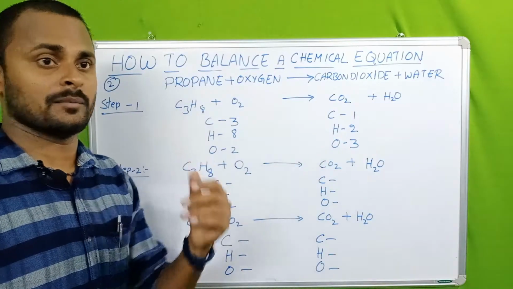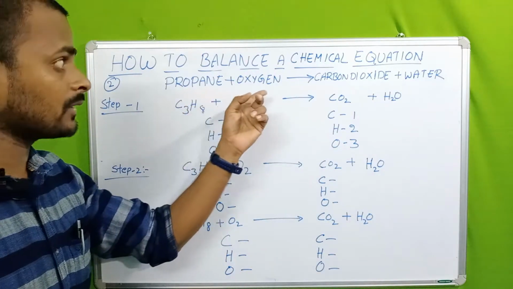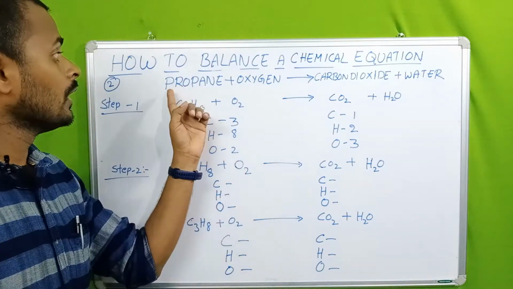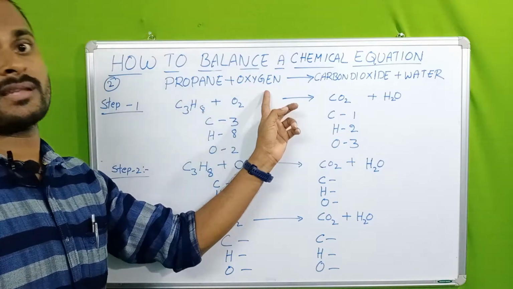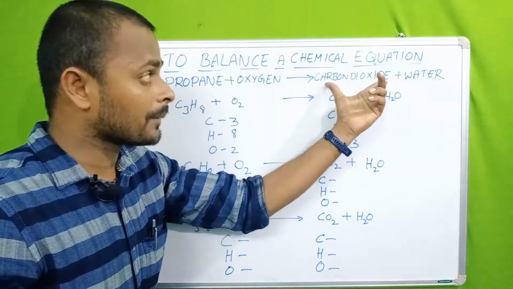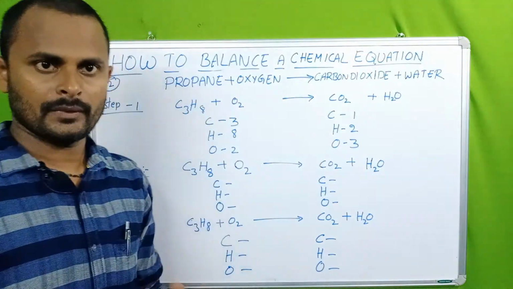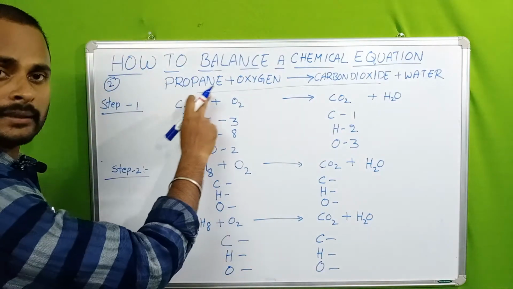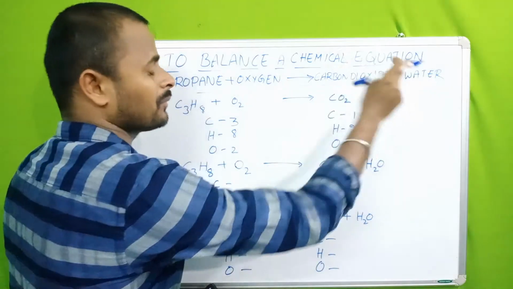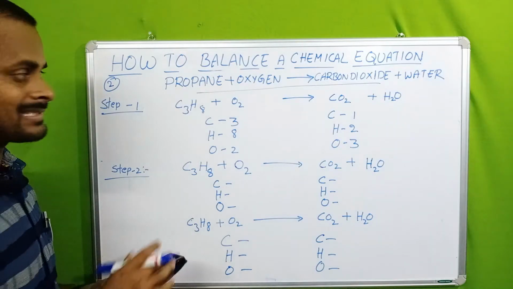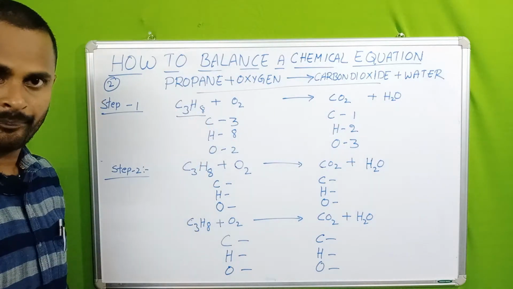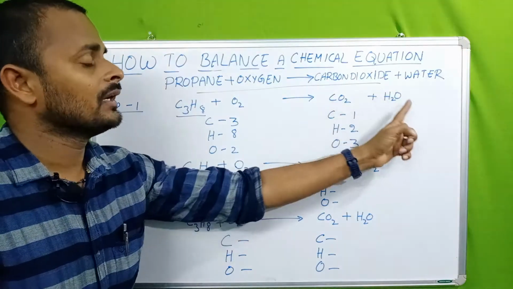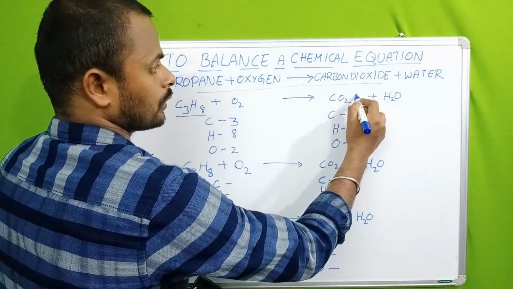Now take another example. Propane is reacting with oxygen, meaning burning in the presence of oxygen. This is a burning reaction. So propane is burning in the presence of oxygen, gives what? Carbon dioxide and water. So how to balance this chemical equation? Propane plus oxygen gives carbon dioxide and water. The formula for propane is C3H8, and oxygen is O2, carbon dioxide CO2, and water H2O.